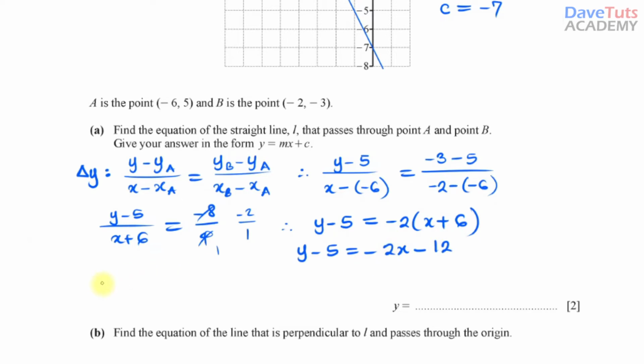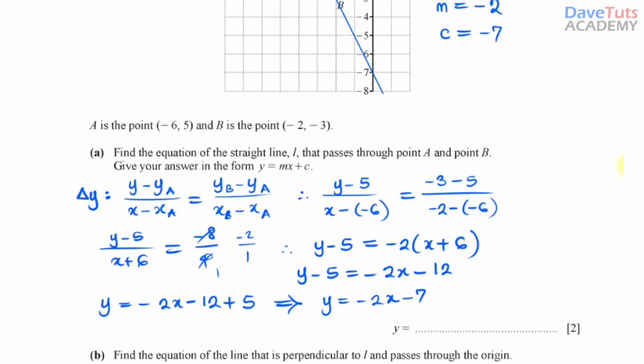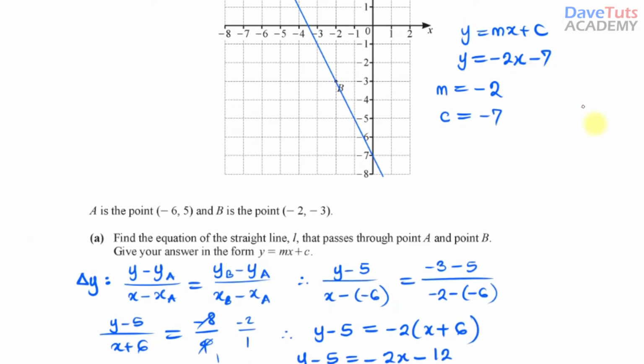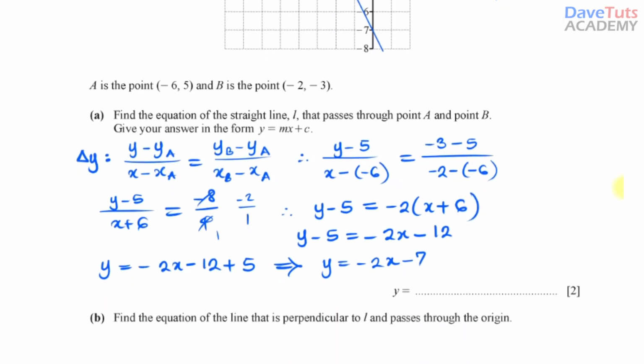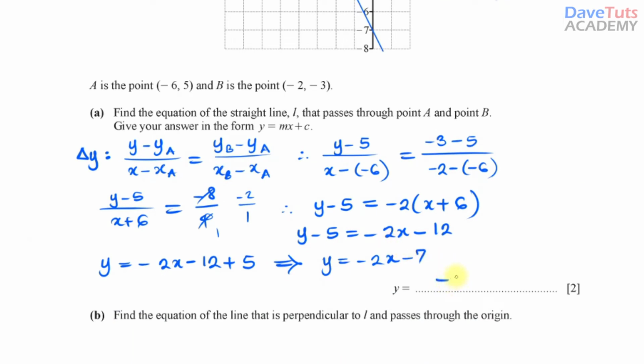So if you rearrange, y is equal to minus 2x minus 12 plus 5. This is going to give us y is minus 2x, and minus 12 plus 5 is minus 7. So just like we got initially that y is minus 2x minus 7, again we are arriving at this point to say y is nothing but minus 2x minus 7, and that is the solution to this question.